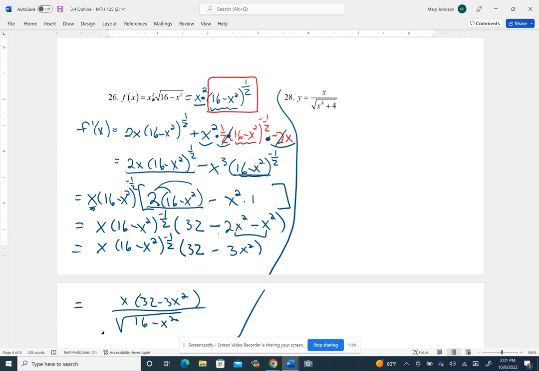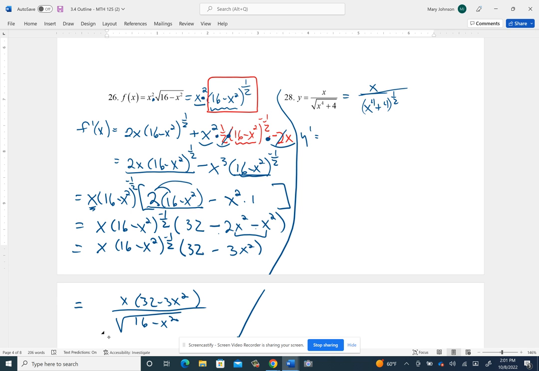Before we get started, we could turn it into a product rule, but that normally doesn't make it that much easier because of the negative exponent. So I'm going to leave it as a quotient rule question, but I am going to take the denominator and rewrite it using 1/2 power. So then I'm going to get ready to do y prime, and I'm going to use the quotient rule.